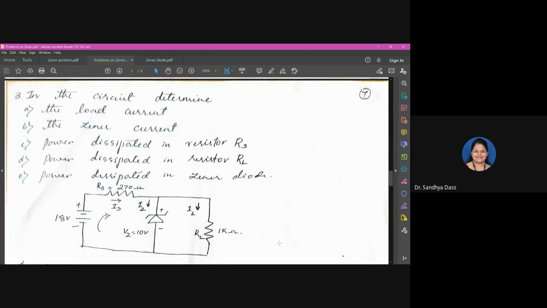The circuit is shown there. Input is 18 volts. RS is 270 ohms. RL is 1 kilo ohm. The voltage across the Zener diode.